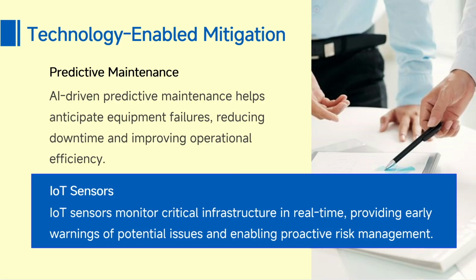So, as an example, we take predictive maintenance, where our AI-driven predictive maintenance helps in anticipating equipment failures, reducing downtime and improving operational efficiency. Here we can use IoT sensors, and critical infrastructure can be monitored in real time. By providing early warnings of potential issues, we can have proactive risk management.